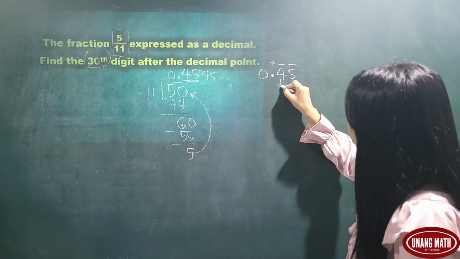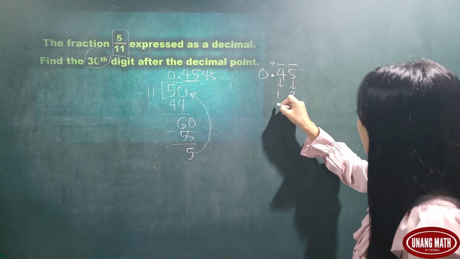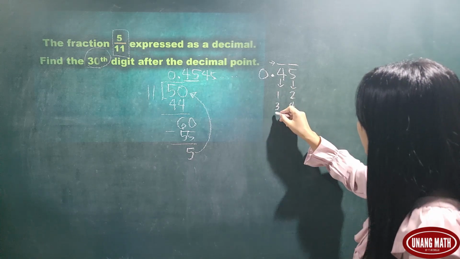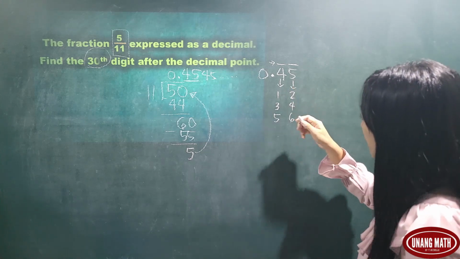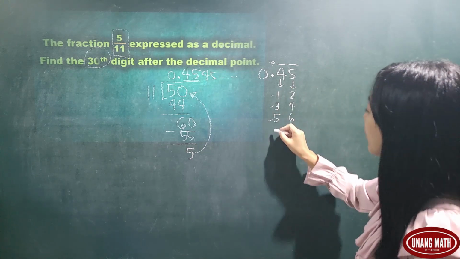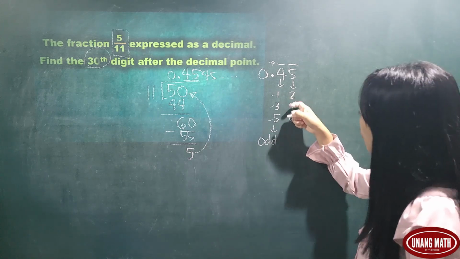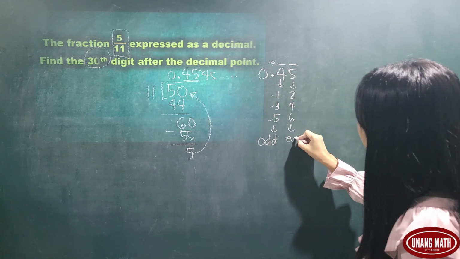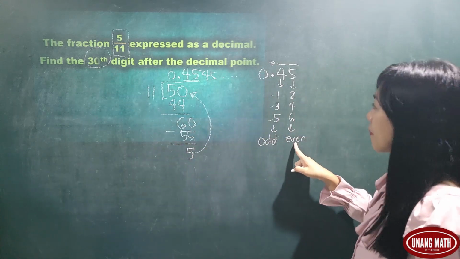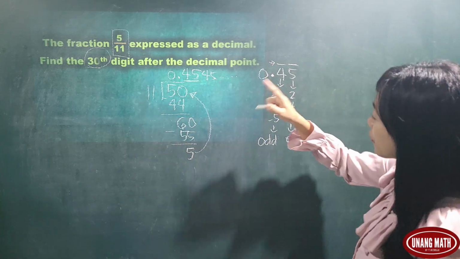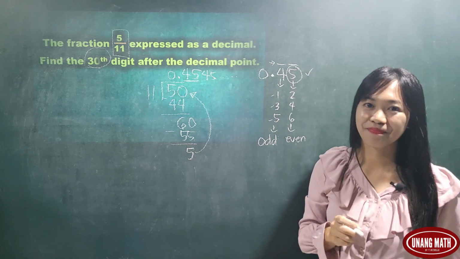So 4 is our first digit, 5 second digit. So this is third digit, fourth digit, fifth, and then sixth digit. If you're going to take a look at this one, 1, 3, 5, these are odd numbers. 2, 4, 6, these are even numbers. 30 is an even number. That means the 30th digit after the decimal point is 5.